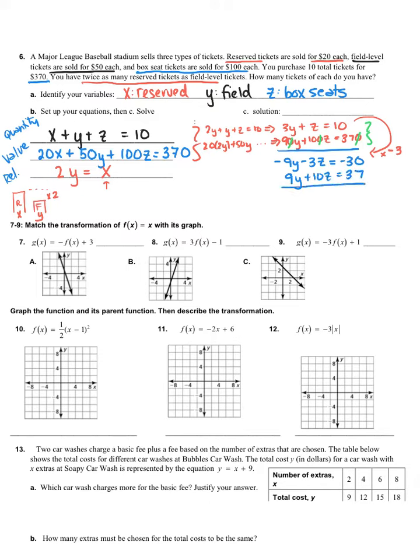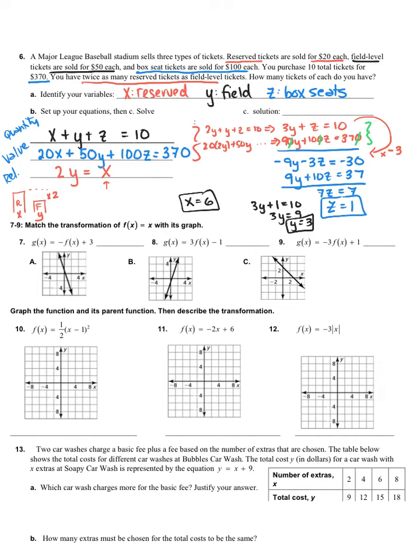So when I add those together, y goes away, and I get 7z equals 7, which tells me z is 1. So I have one box seat. Now I'm ready to just back substitute. So back substituting, if z is 1, I know that 3y plus 1 equals 10. So 3y is 9, which means y is 3. And going all the way back, I have 10 tickets, so I have 4, which means x has to be 6.